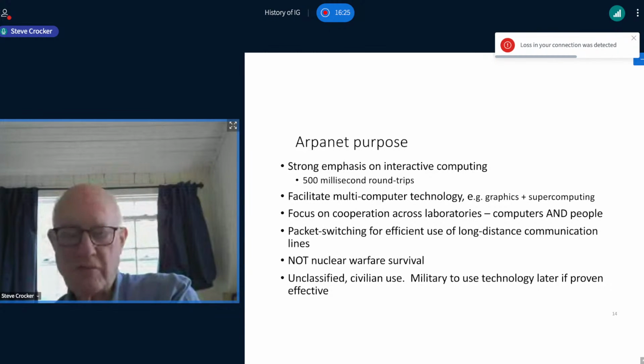It did spend time on what do you do if an IMP breaks, or what do you do if a line breaks. But that's a different, qualitatively different problem than trying to address nuclear survivability, which is a huge, messy, terrible problem that, as best I can tell, the strongest answer is we just hope we never get there. Next slide.